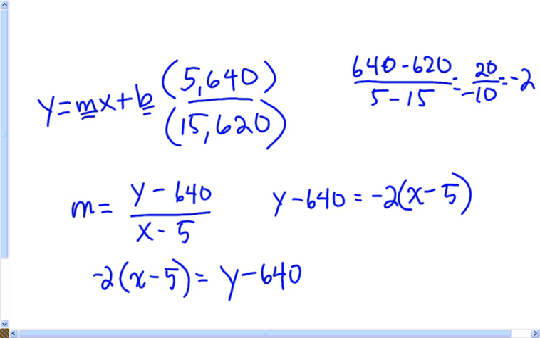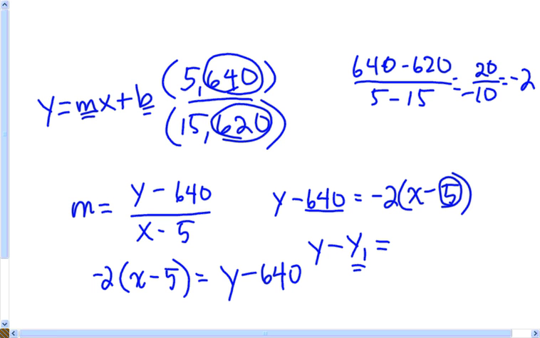Well, that's a legitimate equation. It looks a little different than our slope-intercept form, but it can be used for an equation. And notice where I got the values for that. This 640 is just this y value from one of the points. I could have just as well taken this 620 as that y value. And then this 5 here is the x value. So in general, what we can do is just subtract some y coordinate, and that's what my y sub 1 is, from y. And then put in our slope, and then subtract some x coordinate. That's what my x sub 1 is here. And I have an equation.